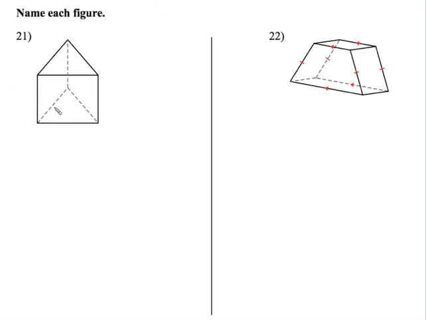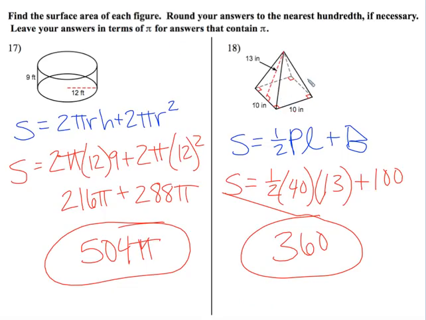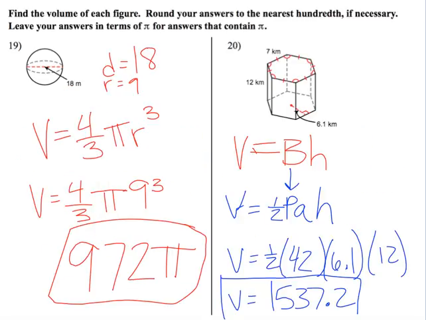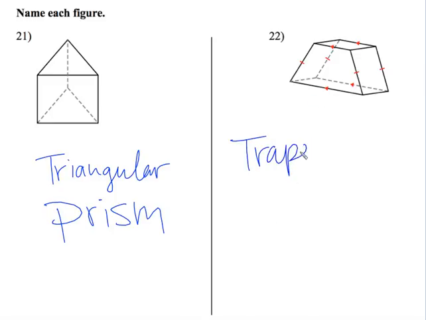Oh, these are easy. Name the figure. So this is 2 triangles and 3 rectangles. So it's mostly rectangles, which means it's a prism. Because if it was a pyramid, it is neither of those. This one, it's mostly triangles and one shape that's not a triangle. So the shapes that aren't rectangles, those are the triangles, tell us it is a triangular prism. This one is mostly rectangles, and then it has two trapezoids, so that is a trapezoidal prism.